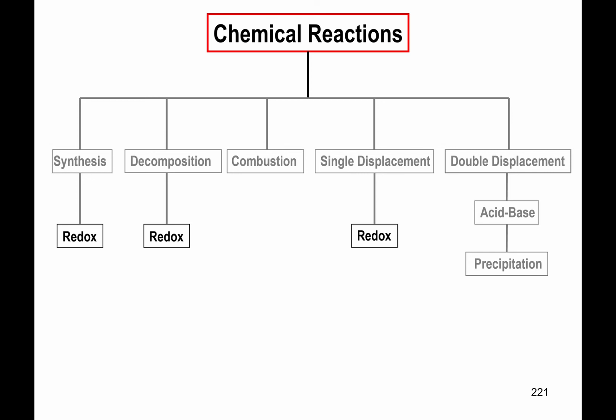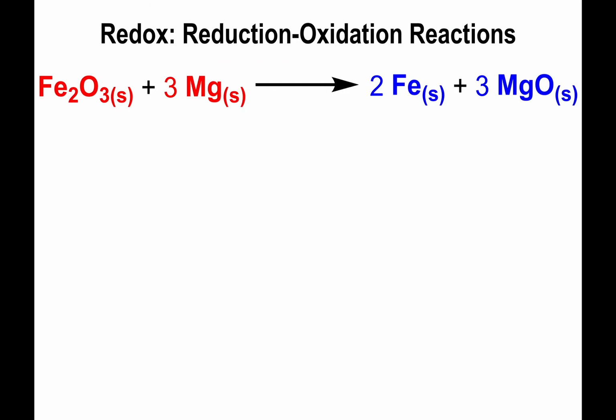Redox reactions. A redox reaction stands for something known as a reduction and oxidation reaction. And here what you can see is a single displacement reaction in which magnesium displaces iron to form magnesium oxide and elemental iron.